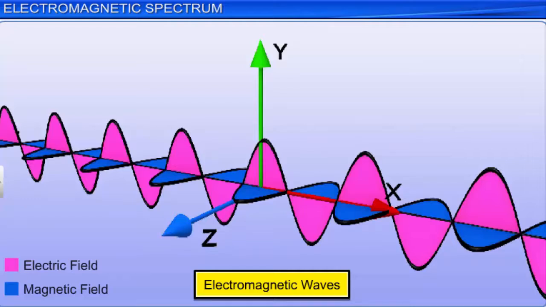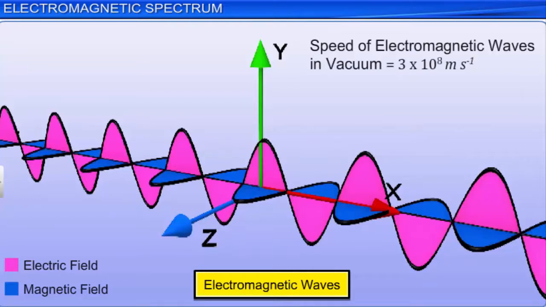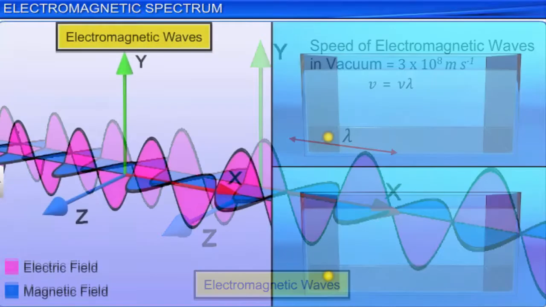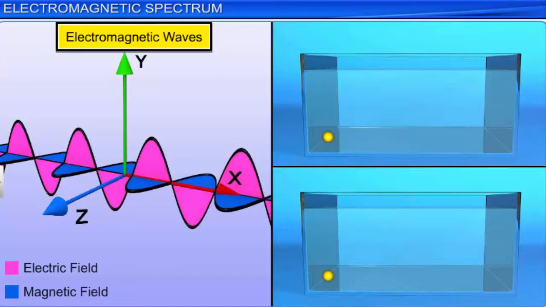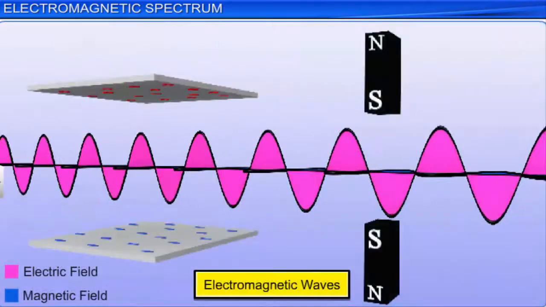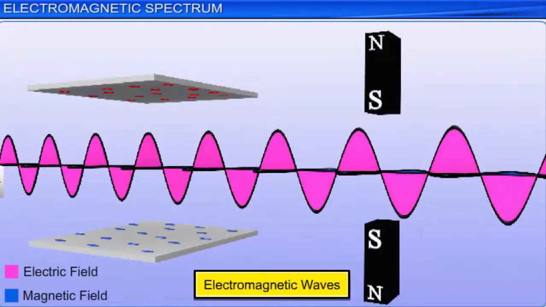All electromagnetic waves travel at a speed of 3 × 10⁸ meters per second in vacuum. The velocity v of an electromagnetic wave is related to its wavelength lambda and frequency nu according to the relation v = nu lambda. All electromagnetic waves exhibit important phenomena like reflection, refraction, interference, diffraction, and polarization. Electromagnetic waves are not affected by electric and magnetic fields.